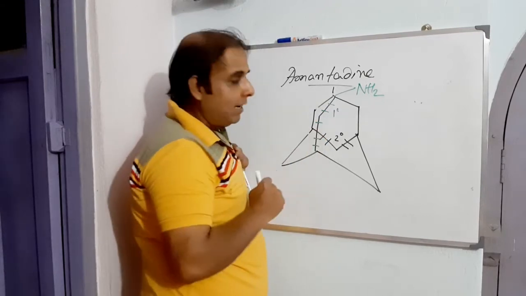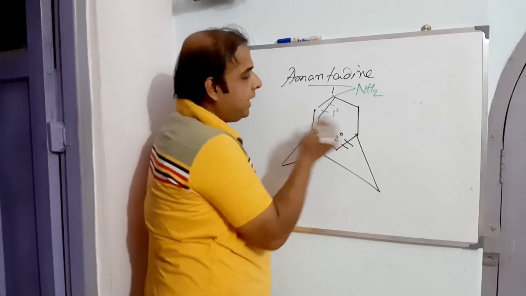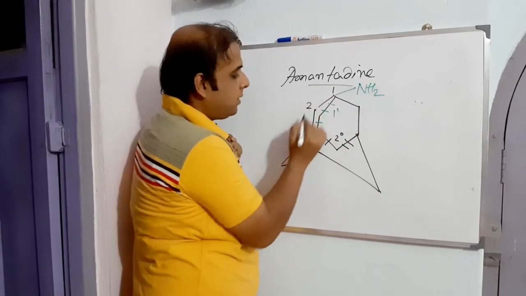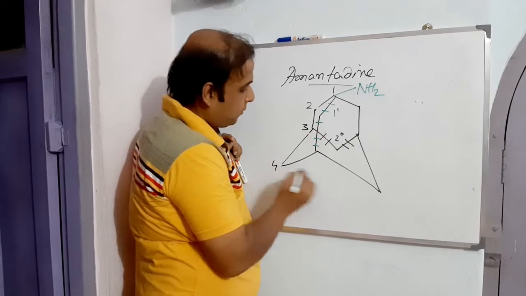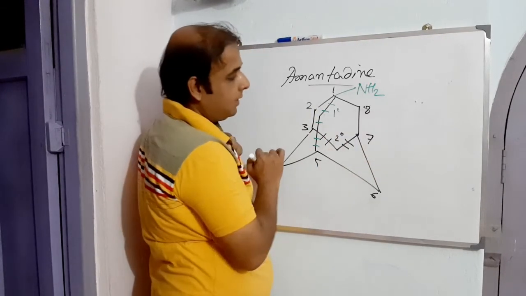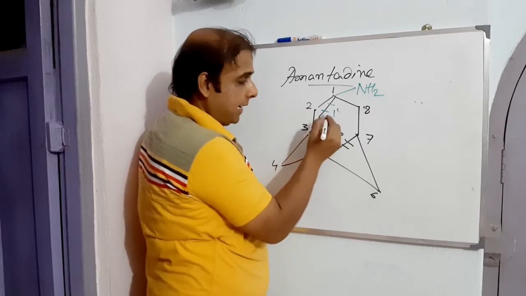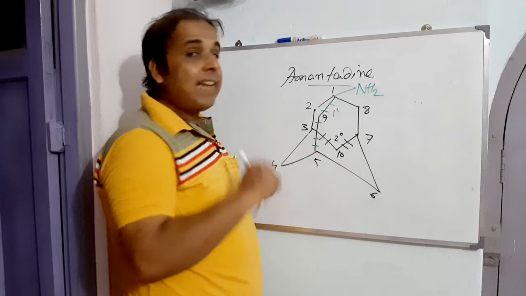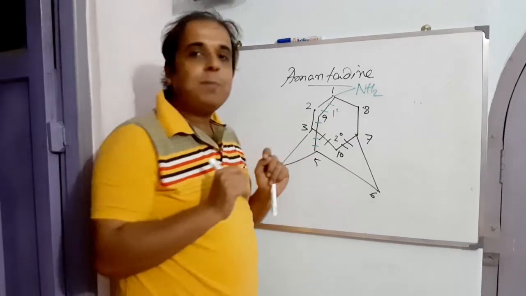Pointing the lowest locant numbers and all, right? So definitely, as we move further, this is 1, this is 2, this one is 3, this one is 4, this one is 5, 6, 7, 8, then first primary, then secondary, 9, and this one is 10. So with that we are done with the naming of the cycloalkane, right?